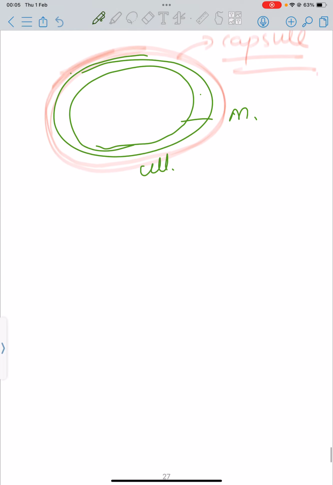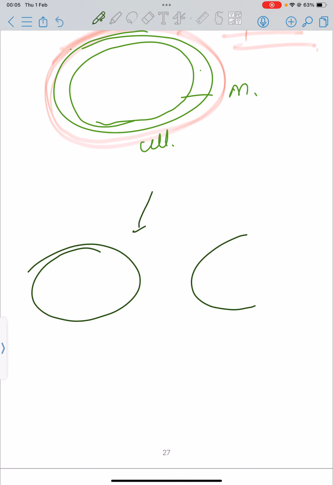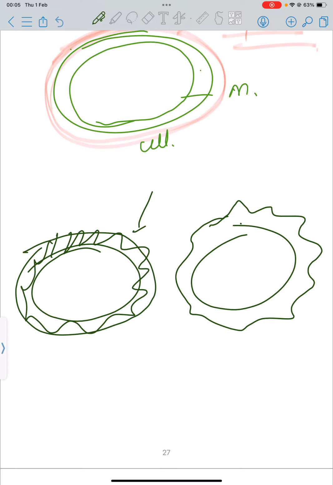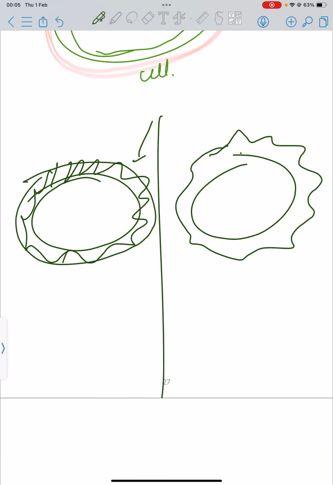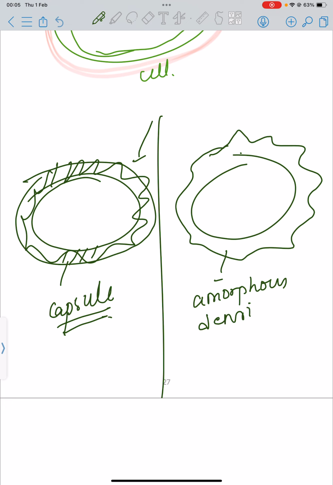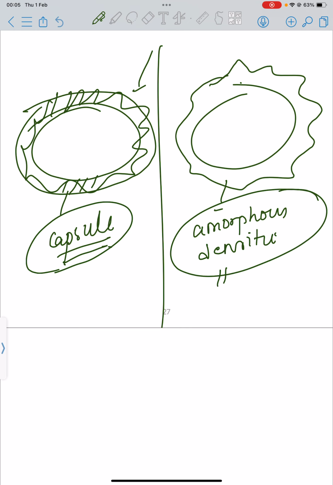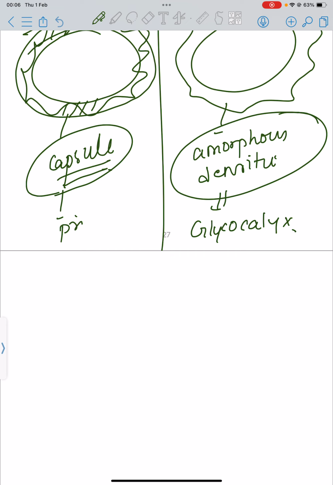But before starting that, I'd like to say, if this is cell wall, some have capsule. This is capsule. In some there are just amorphous densities. Now what is this amorphous density and what is this capsule? This amorphous density is glycocalyx, and this capsule is the one which provides it some protection.